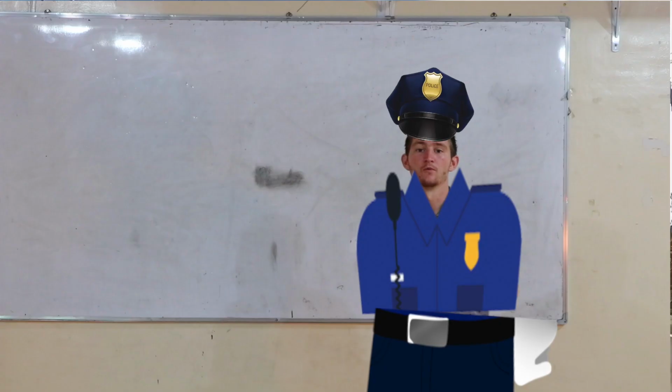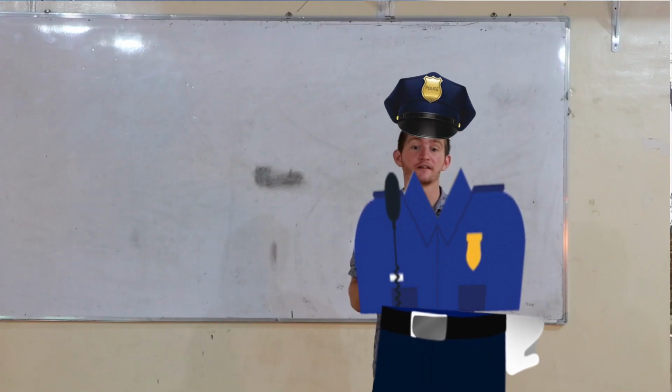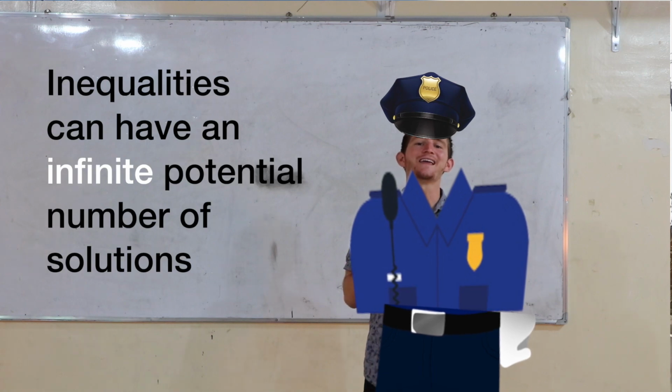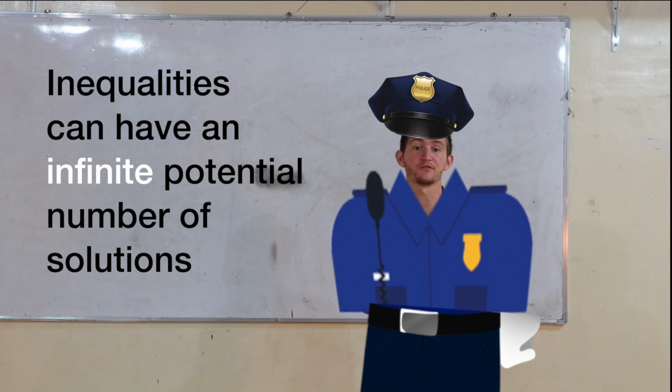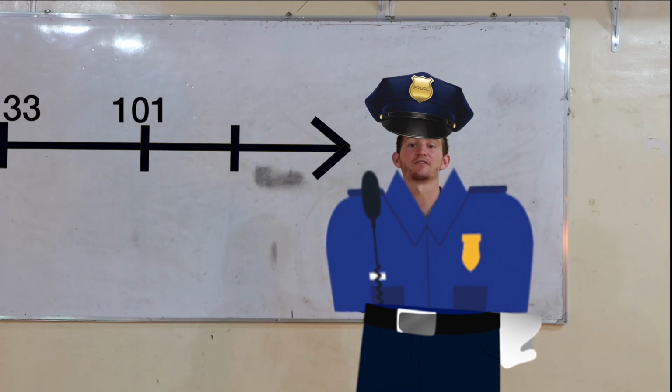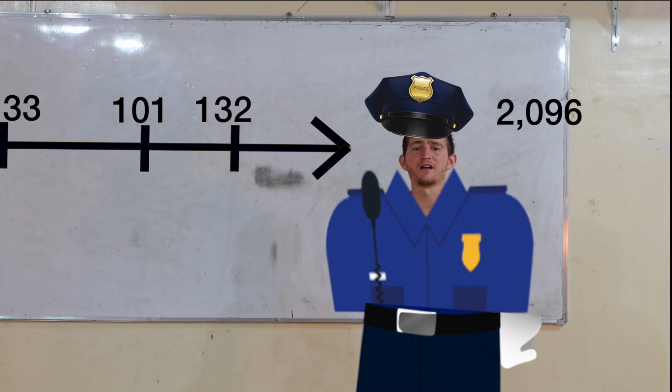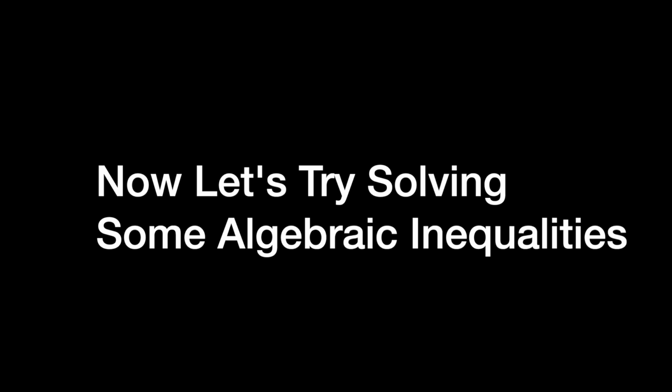Alright, what's the fine? We need to spend some more time learning inequalities. See, there are an infinite number of possible solutions if you only needed to go faster than 33.33 kilometers an hour. You could be traveling 101, 132, 2096, 10,240 kilometers an hour, all the way up to infinity. Now let's try solving some algebraic inequalities.